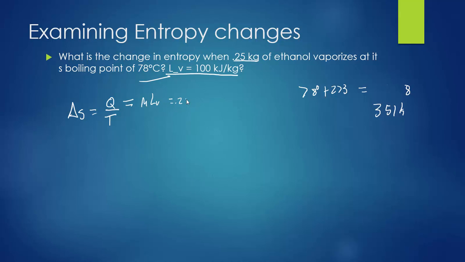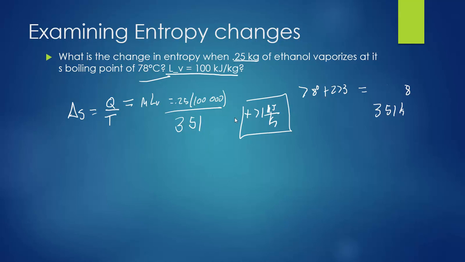So we have 0.25, and this says kilojoules. I would like joules, so I'm going to take 100,000. So 0.25 times 100,000 joules per kilogram, and divide that by our 351. And if we work that all out, we get positive 71 joules per Kelvin. That's our change in entropy.